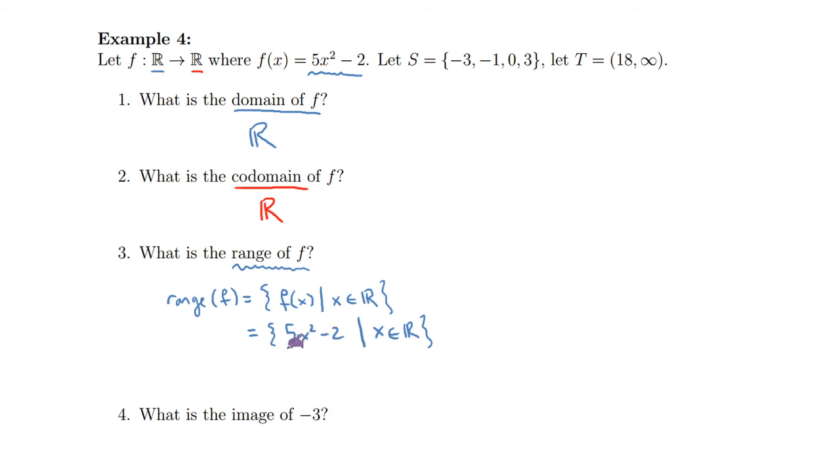I mean, can you tell me a little bit more about what these outputs look like? Well, we know that really what you're just doing here is you're taking x squared, you're multiplying by 5, and you're subtracting 2 from it. So let's explore that a little bit.